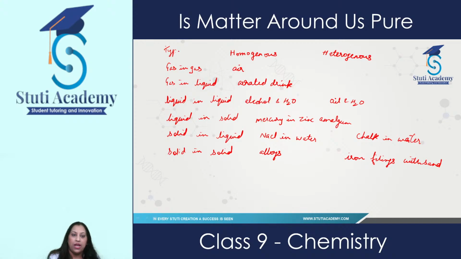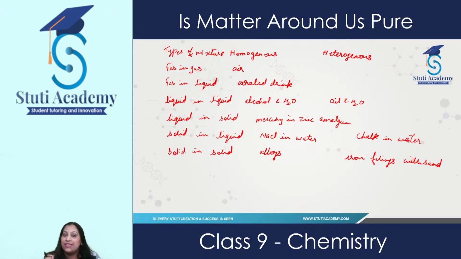So these are types of mixtures which are mixed together, and whether they are homogeneous or heterogeneous, I have mentioned here. So if you are talking about gas in gas, air is the example, clean air, it's a homogeneous mixture, which is a composition of carbon dioxide, oxygen, argon, neon, helium. So many gases are present. And if you're talking about gases in liquids, aerated drinks, like carbon dioxide in water. So that's an example of aerated drink. Cold drinks which you are drinking.